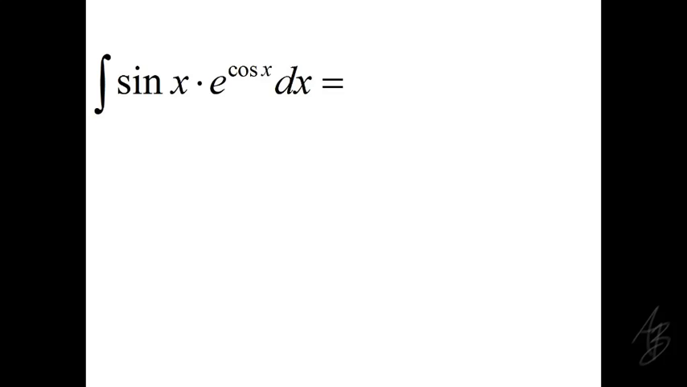This is a good example here. It's a fairly complex function. We have the sine of x times e to the cosine of x. We do know how to take the antiderivative of sine of x, we know how to take the antiderivative of cosine of x, and we know how to take the antiderivative of the exponential function with e as the base.